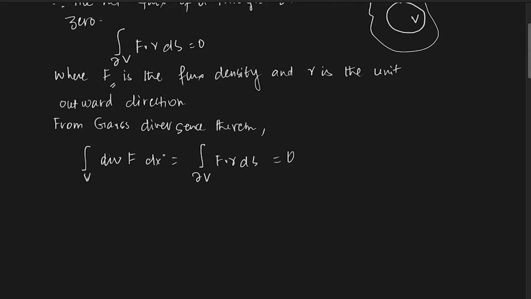How are you getting this? This is the Gauss divergence theorem. Basically, GD, Gauss divergence theorem says this, and from here we get that this flux is 0.